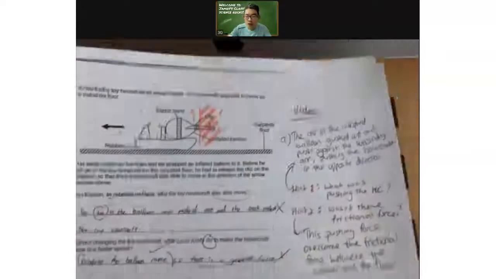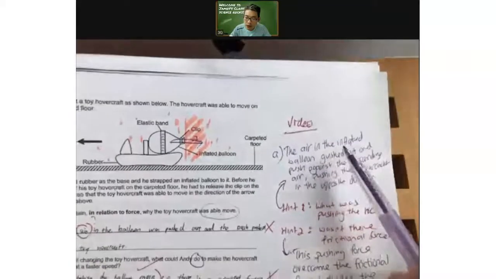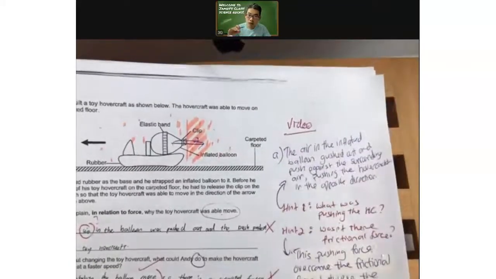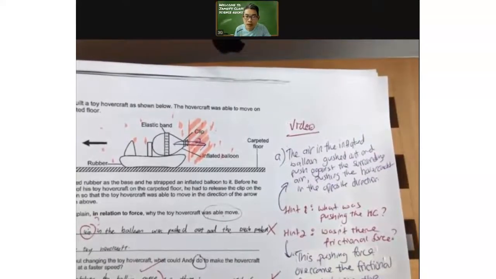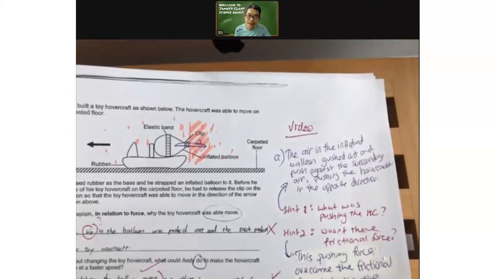Oh yeah, I mentioned video. So I will search for a video that explains this, that shows a hovercraft at work. And if I can find it, I'll put it in the description box below the video. So check out the description box. If you see a video link there that says hovercraft, that's the one. Okay? Alright, let's go to this question.